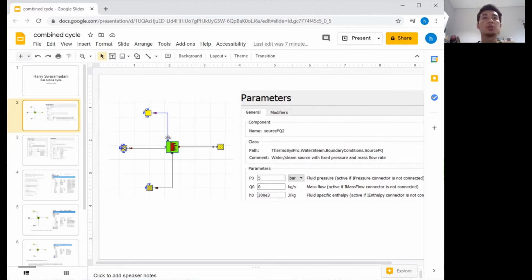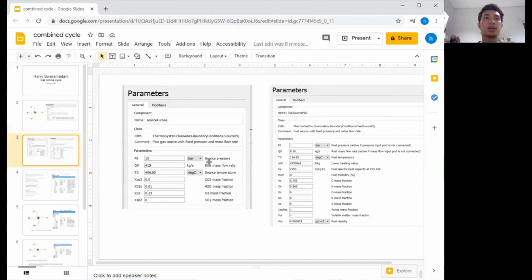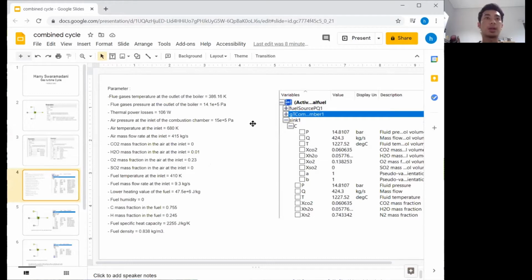And we have to set a goal in these experiments so we can run the simulation. But before we run the simulation, we must set the parameters. The main parameters that I have set are the pressure, mass flow rate, and also the enthalpy, like in this picture. These are the several parameters for different components. I have calculated the parameters such as flue gases temperature, flue gases pressure, thermal power loss, air pressure at the inlet, air temperature at the inlet, and so on. And the value of each parameter is from the journal that I have seen before.